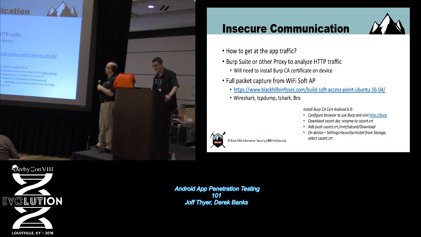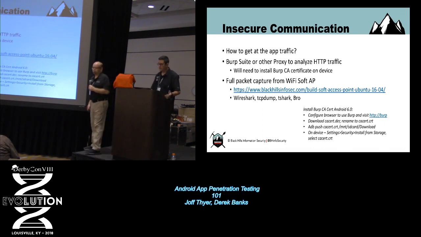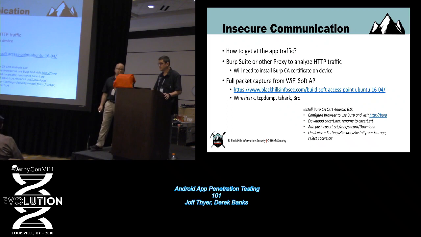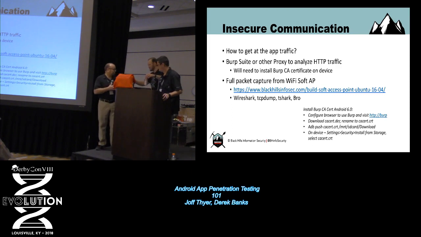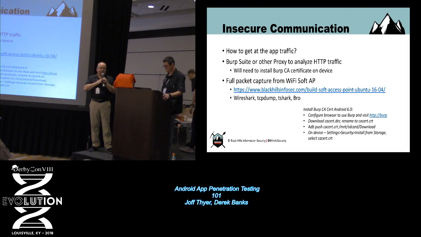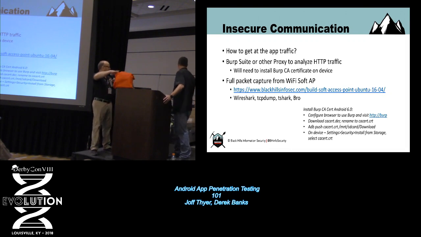And then for analysis, standard kind of stuff: Wireshark, tcpdump, and yes, Bro. I love Bro. I'm a Bro fanboy. And Joff mentioned earlier intercepting traffic with Burp. Getting the certificate installed on Android 6 is actually pretty straightforward and easy. On later versions, it's a royal pain, actually.